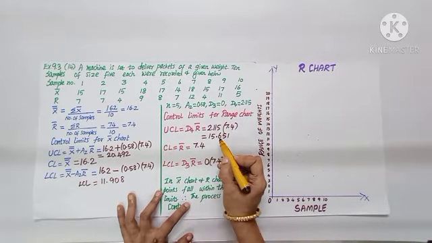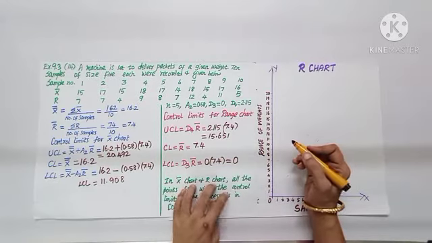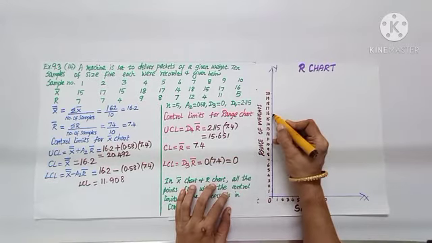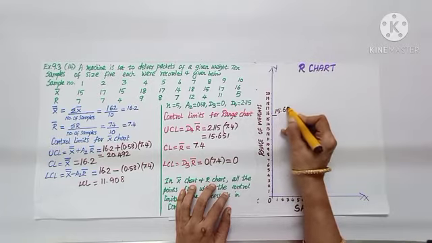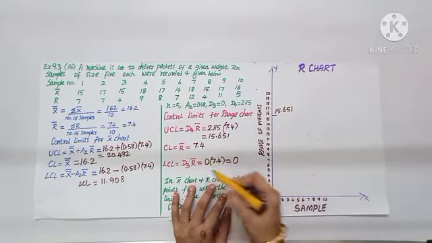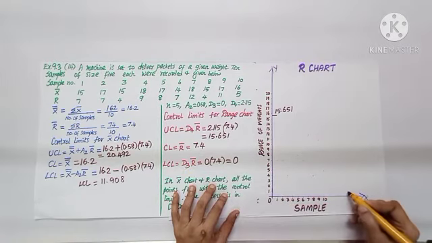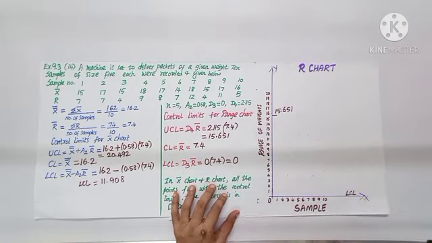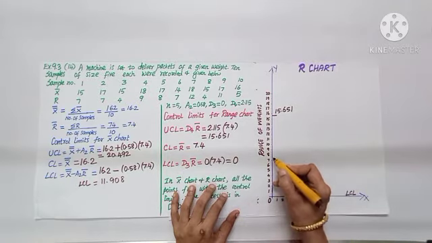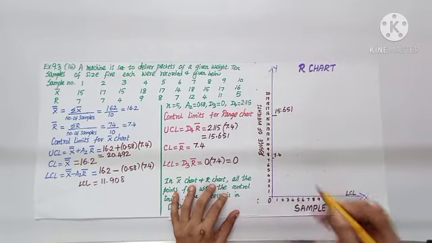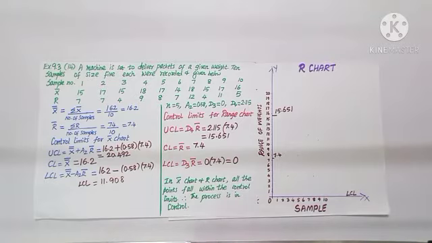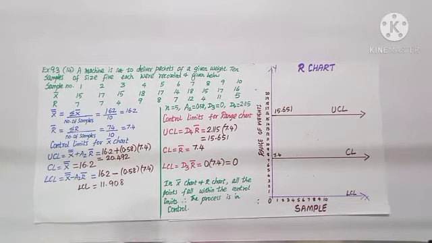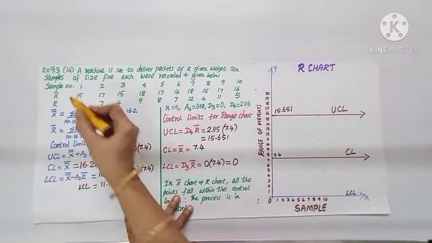UCL is 15.651. So it will be somewhere here. LCL is 0. So this line we call LCL. CL is 7.4. So it is here. Let us draw the 3 lines to show LCL, CL and UCL. Now we shall plot the points.